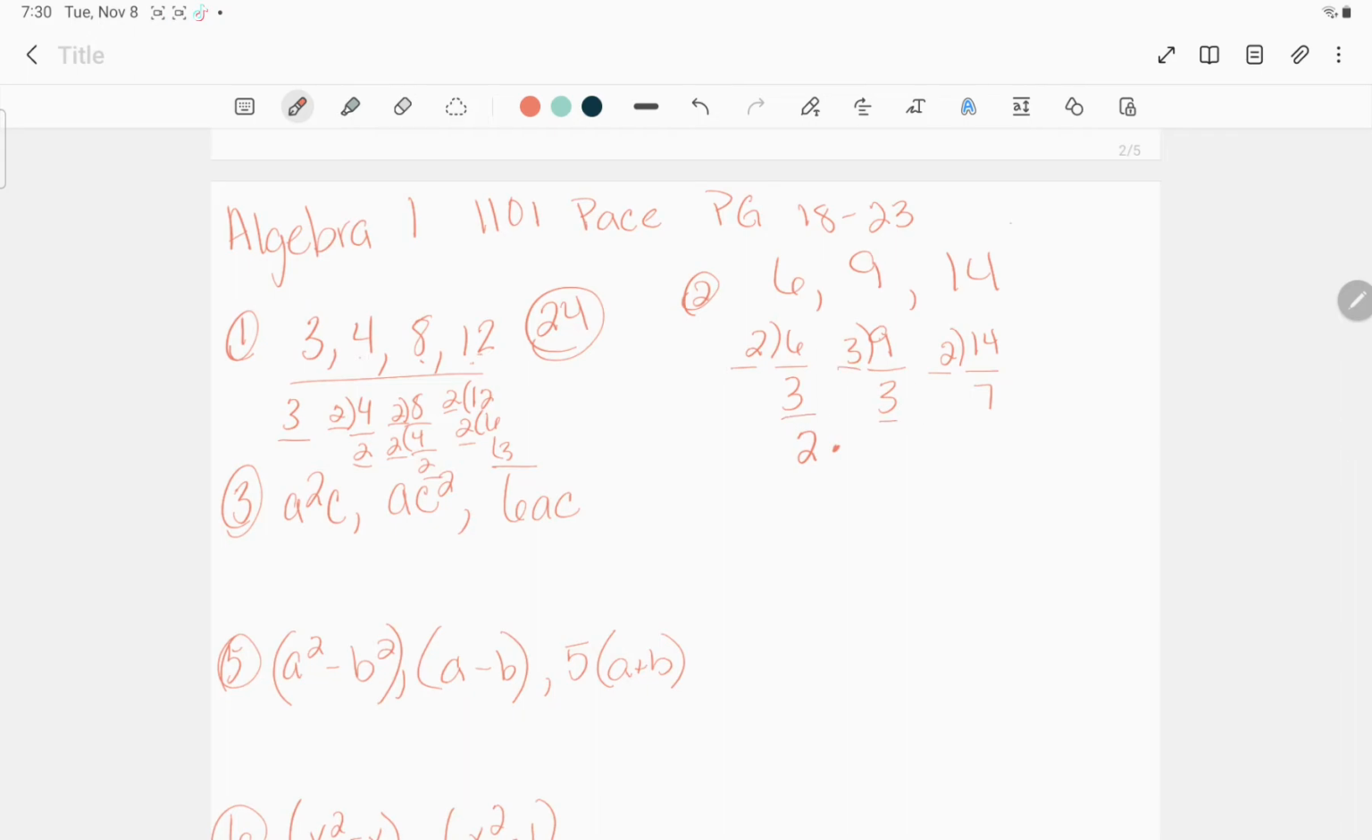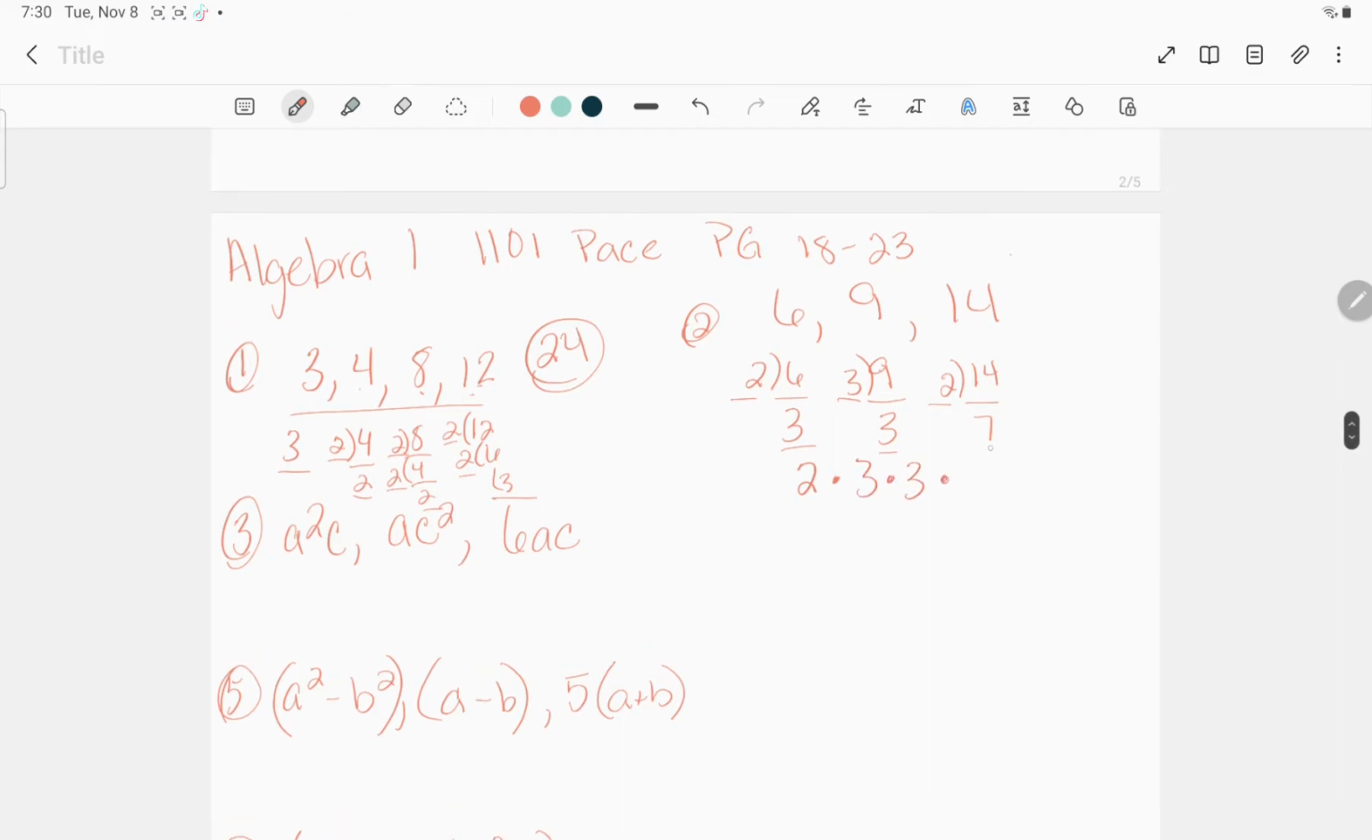It appears 2 times there, so I'm going to do it twice. 3 times 3. And then the last one is a 7. So now I'm going to do 2 times 3 times 3 times 7. And that gives me 126.